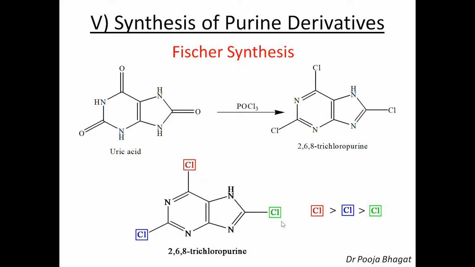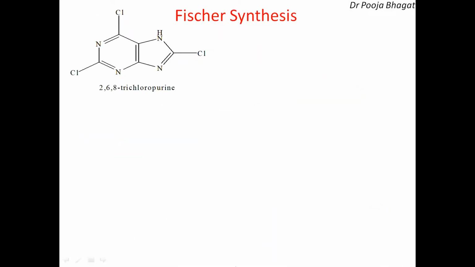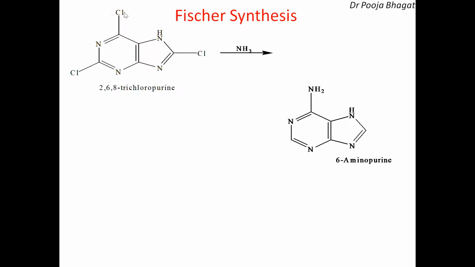And we will use this technique to prepare different purine derivatives. Let's start with this 2,6,8-trichloropurine, and let's say you have to prepare 6-aminopurine, which you know is adenine. How can you do it? As I told you, out of the 3 Cl, this Cl is most reactive, and at this position we want NH2. That means if you treat it with ammonia, NH3, then this Cl will first react because it is the most reactive of the 3. So this will give you NH2.